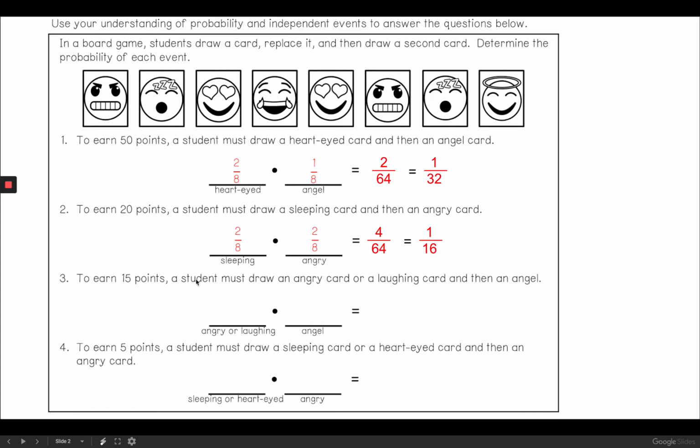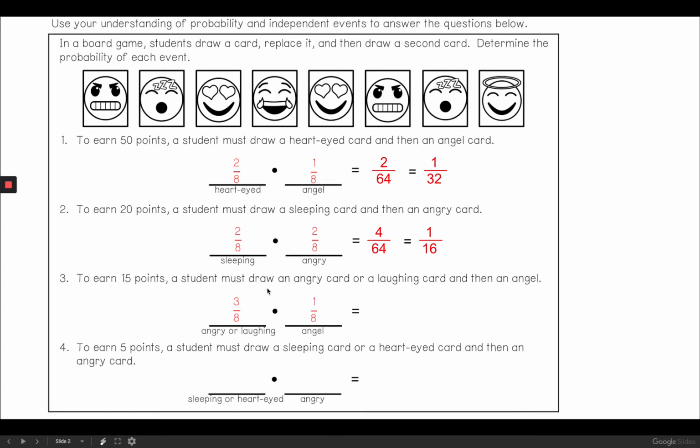Okay, number 3. To earn 15 points, a student must draw an angry card or a laughing card, then an angel. Now, it's kind of key there, an angry card or a laughing card. So I would go through here. We have 2 angry cards and we have 1 laughing card. So I would then say that the angry or laughing would be 3 out of 8, and then the angel card would be 1 out of 8.